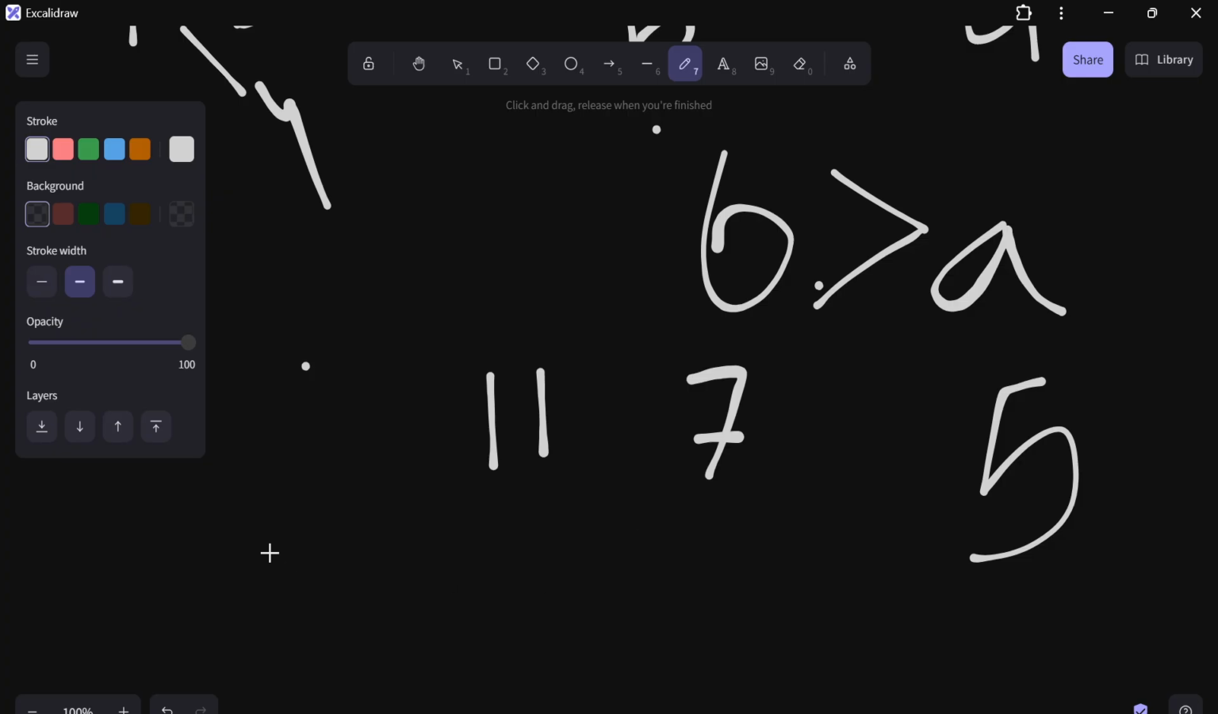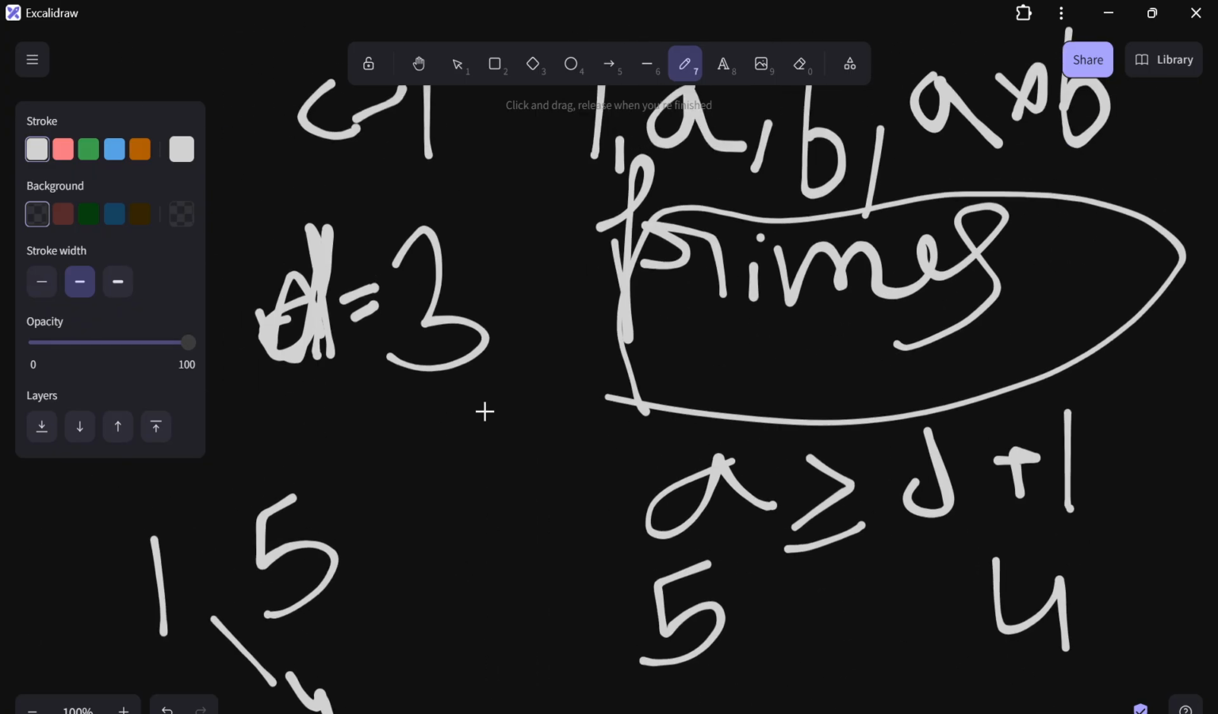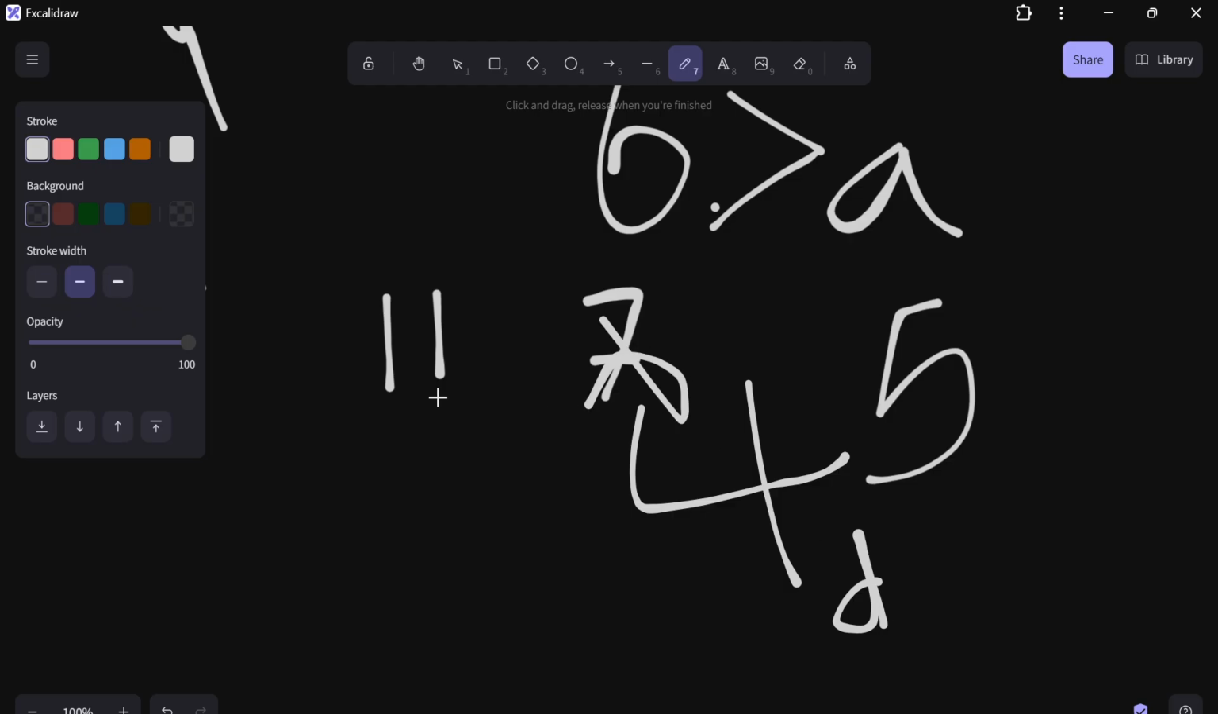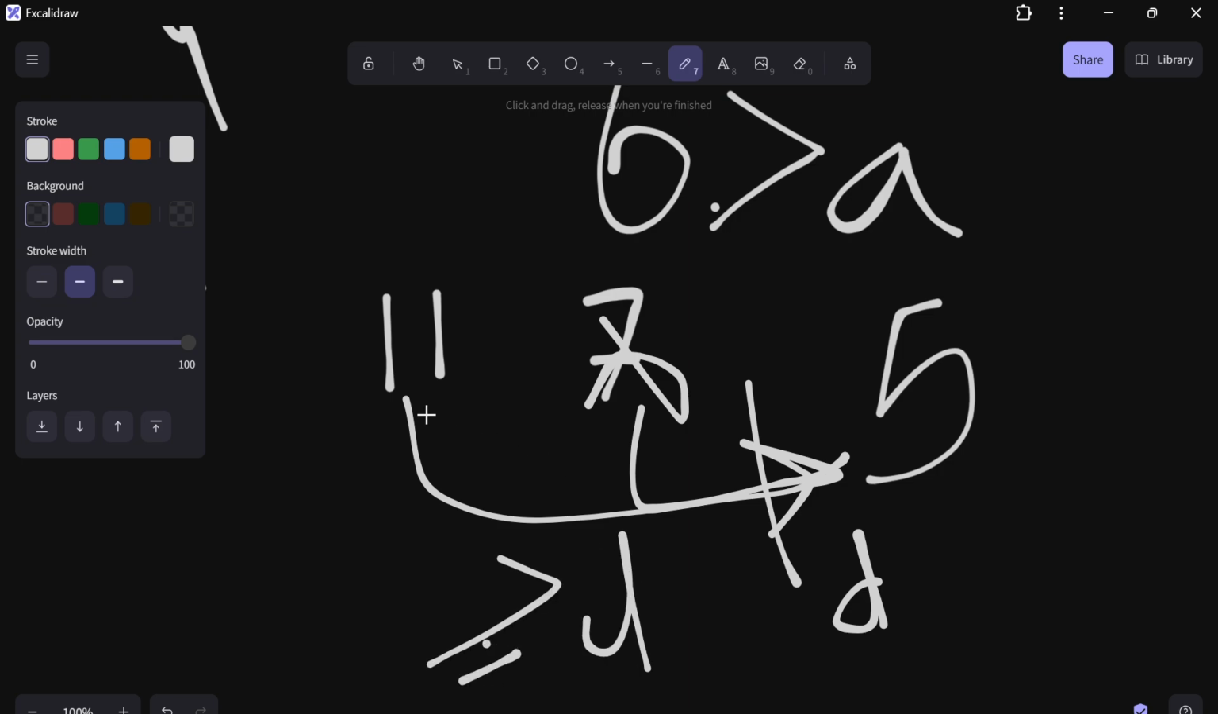Okay, so can you think that the difference between any two divisors is at least D? So here, given that D is equal to 3, okay, we check here. 7 and 5 has a difference of 2, not a difference of D, so this is not valid. Now can we check the 11? It has a difference between them. Yes, that is greater than D. Okay, so this condition is valid.